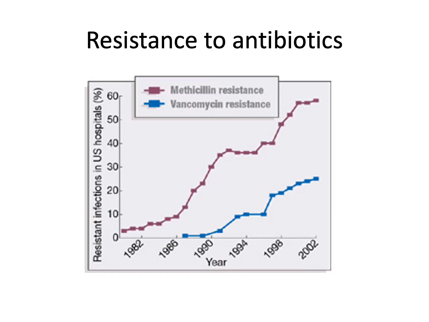And this is showing methicillin, what I mentioned, the methicillin-resistant staph, which is lethal. This is a graph from 1982 up to 2002, so it's a little bit old, but it's not getting any better. If you look at the red, the methicillin, 60% of infections are resistant in U.S. hospitals. And then vancomycin, which was a new generation, you can see once you start using that, that also starts going up.